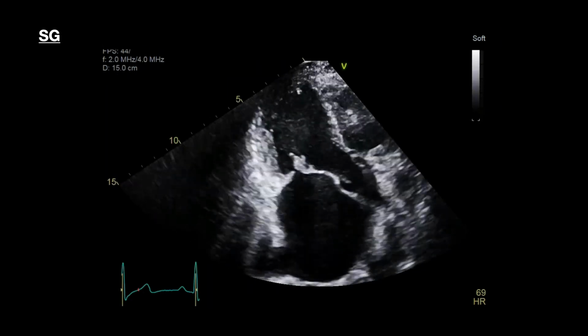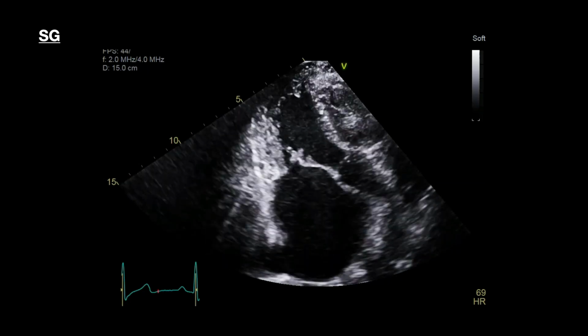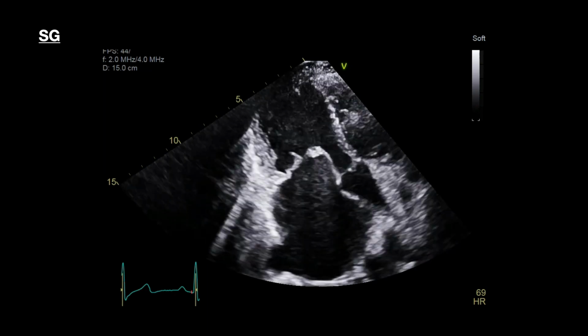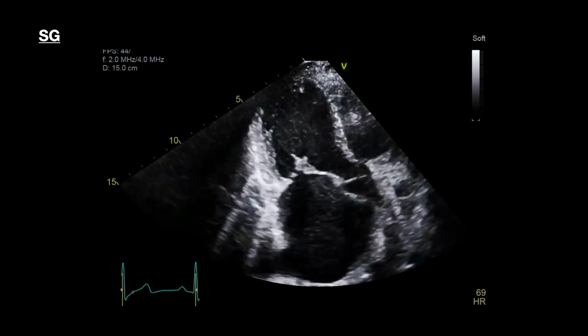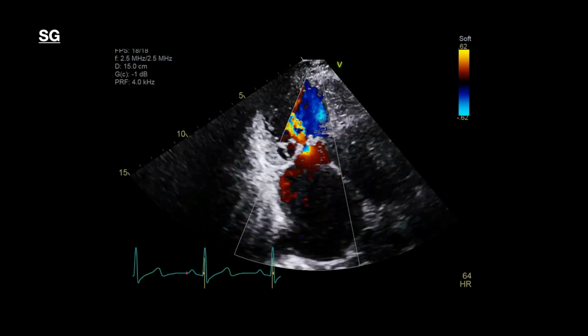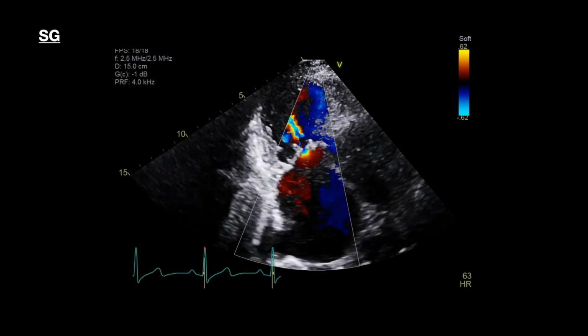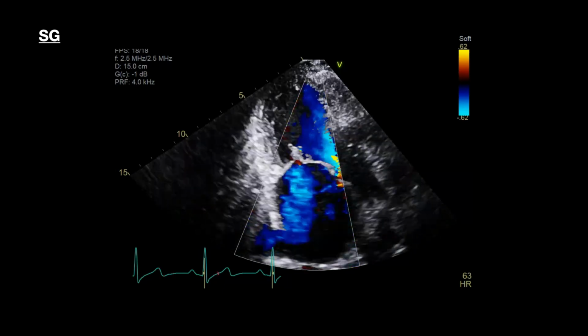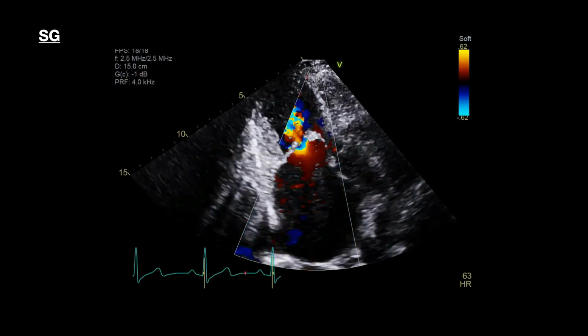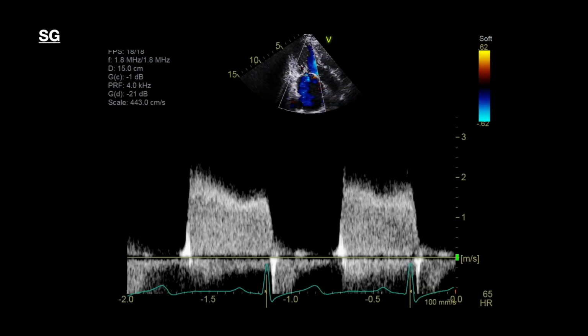You can move to the apical 3-chamber, which again nicely demonstrates the restricted leaflet opening at the mitral valve and that classic hockey stick appearance of rheumatic mitral valve disease. And then colour over the mitral valve, which is consistent with what we've seen before. And if you want or need to, again, you can repeat measurements here.